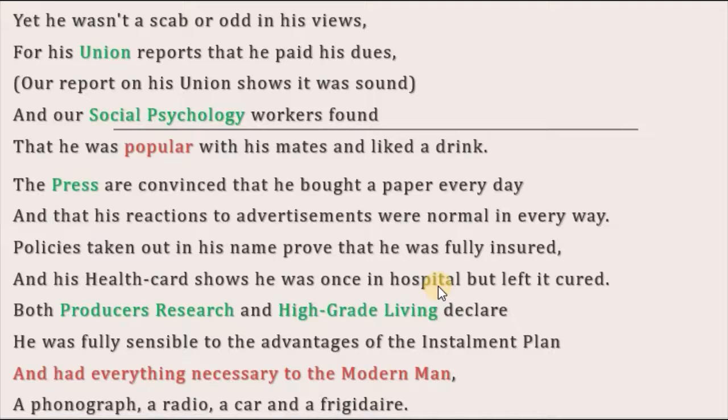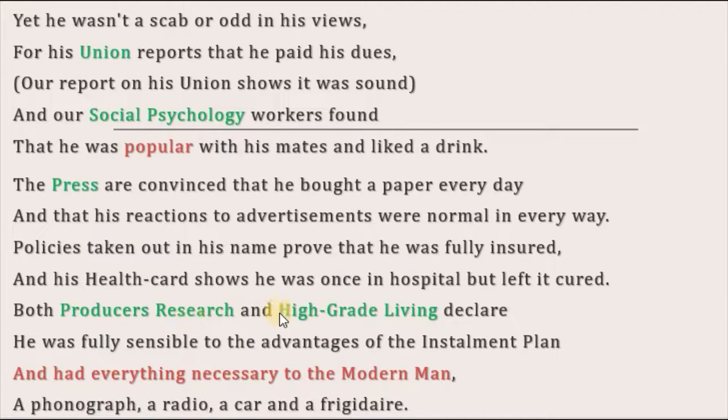Okay, both producers research and high grade living. So we have other two entities that belong to the government. And you see, the government is having all these institutions, all the different entities to watch the citizens, to guard the citizens, to make everything that is good for the citizens. Okay, declare, what do they find when we go to the record of the citizen in this institution? What do we find? They declare he was fully sensible to the advantages of the installment plan.